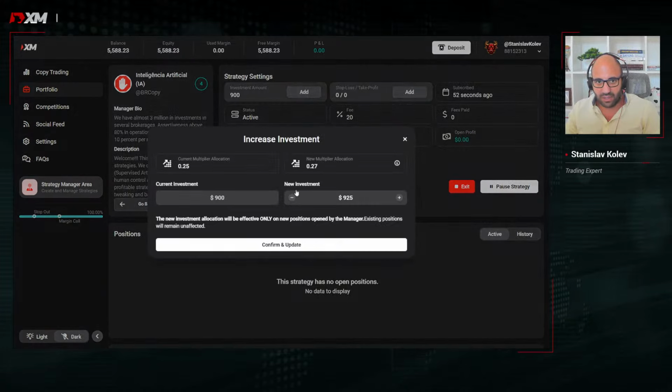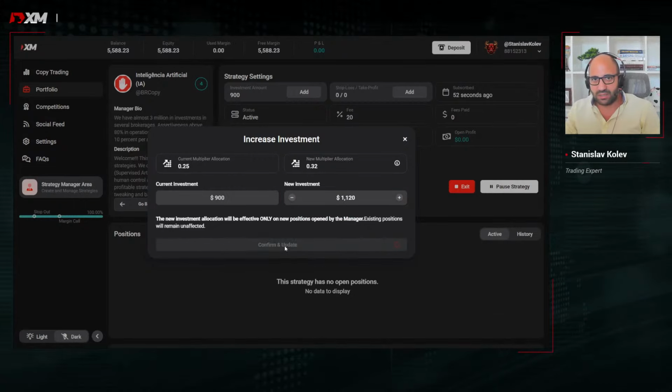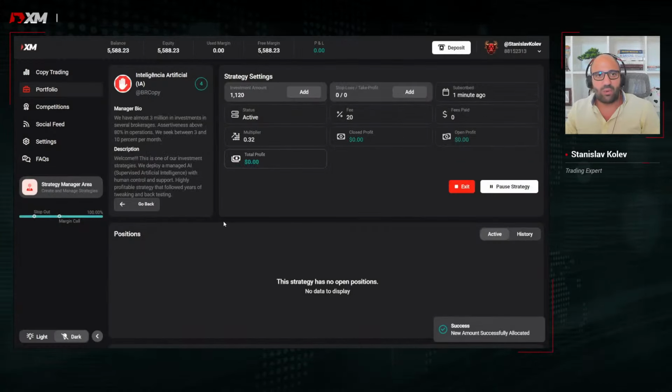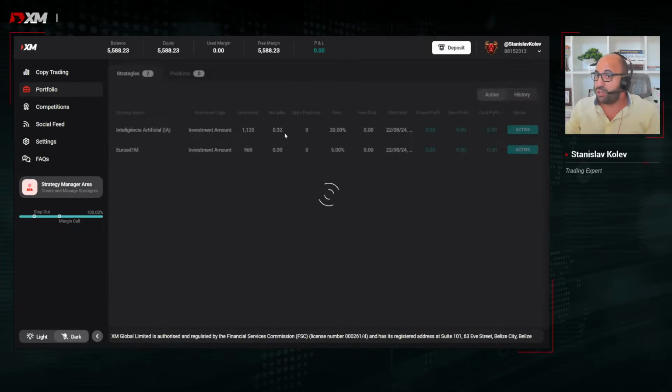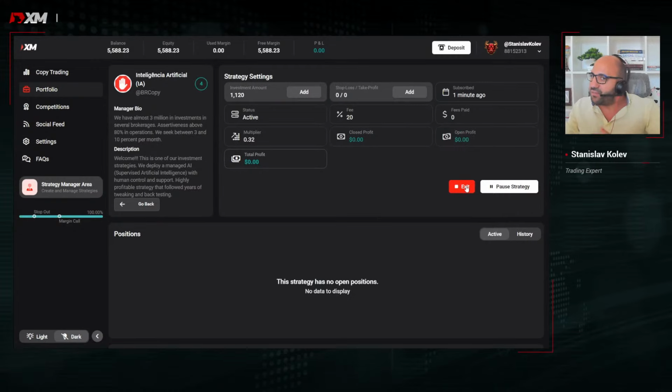Let's make it even. New investment is going to be 1,560, 1,120, right? This is going to be exactly 20% of my exposure. When we get to portfolio, we see new investment. Anytime you could increase your exposure, you could also decrease your exposure. You could pause this strategy, you could exit it completely if you believe this person is doing something wrong.